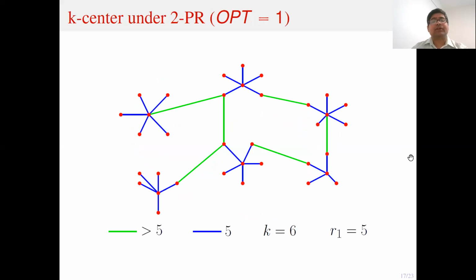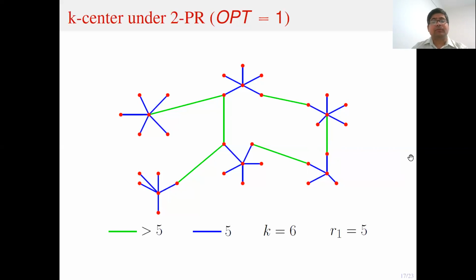And let us consider the K-center problem at first, where we have the same radii, and assume that the optimal dilation is exactly 1. So in case of K-center, the separation between the optimal clusters are more than R1. So in this figure, I have shown the clusters by blue stars, and the separation between the clusters are shown by the green edges. So the green edges must have weight more than R1, and the blue edges have weights at most R1.